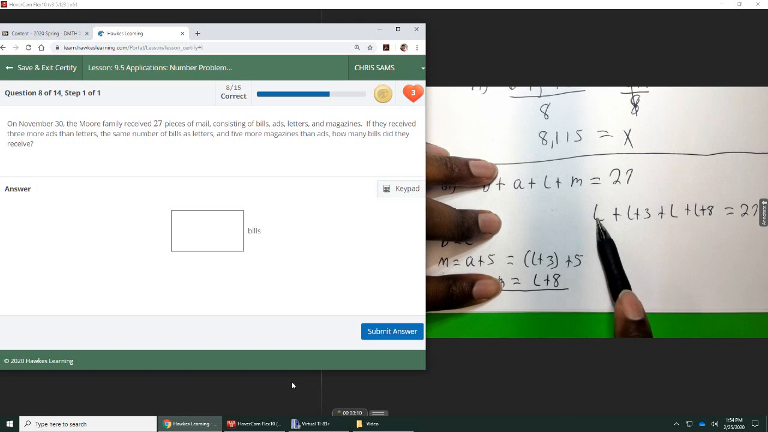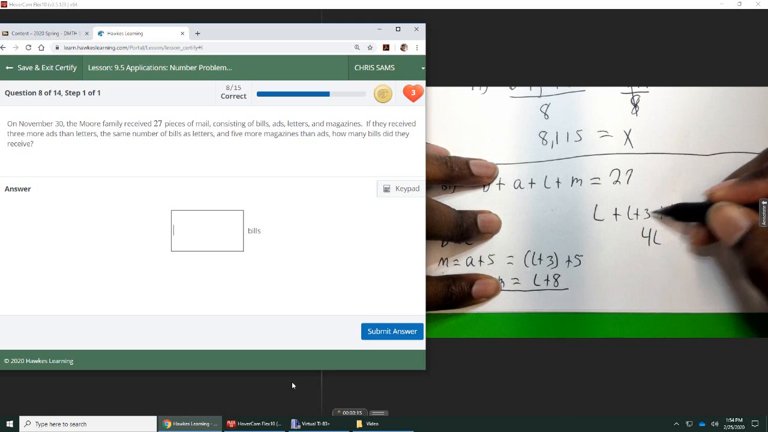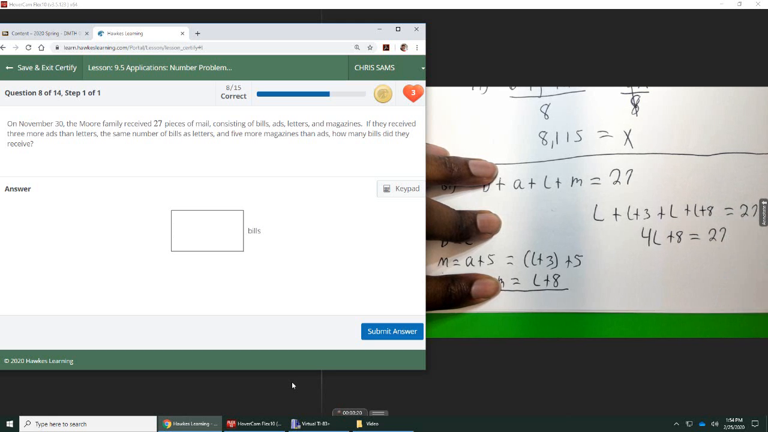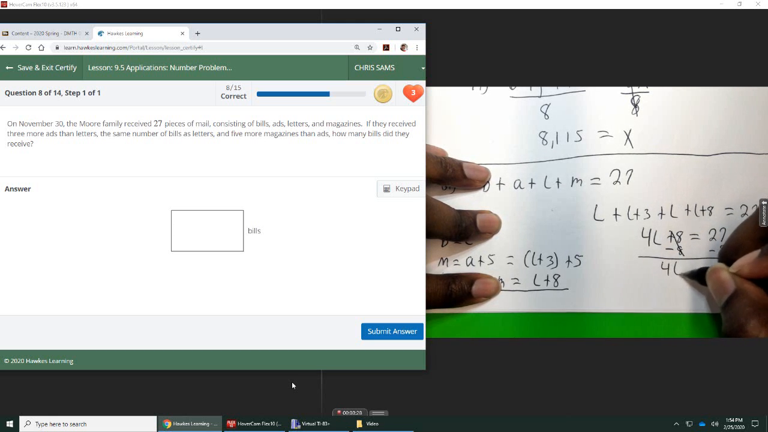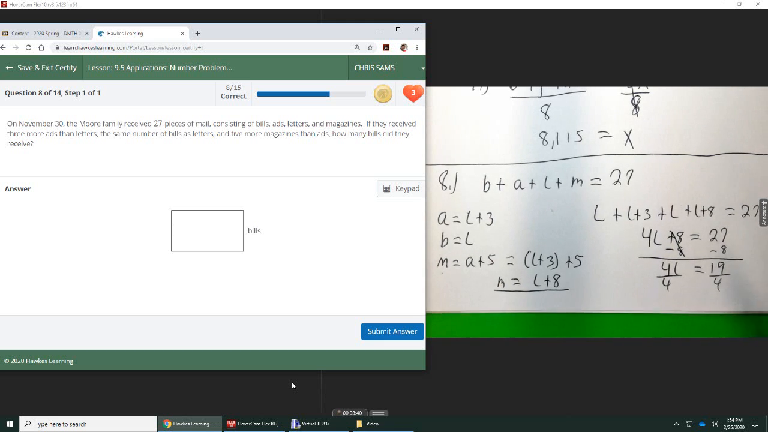So we're going to combine like terms. 1, 2, 3, 4 L's, 4 letters, plus 8 equals 27. We're going to subtract 8 from both sides. We get 4L equals 19, and then we should divide by 4. Might want to divide evenly. Make sure we got all that good.